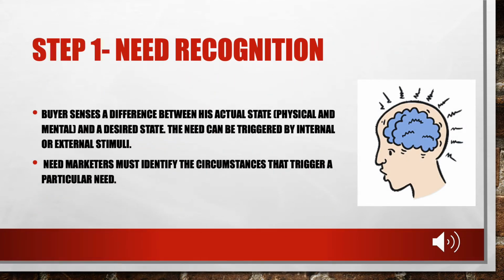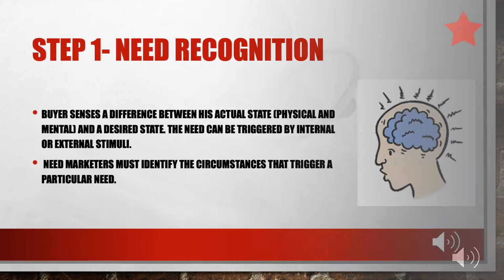So step 1 is need recognition. This is when the buyer senses a difference between his actual state and his desired state. The need can be triggered by internal or external stimuli. Some factors that are more internal are hunger, thirst, sex, or comfort, while external stimuli include external forces. For instance, when an individual sees a brand new car come out, he desires to buy it. This is more external. Being able to identify the consumer's needs can lead to a quick and easy sale. That's why marketers must identify the circumstances that trigger a particular need.